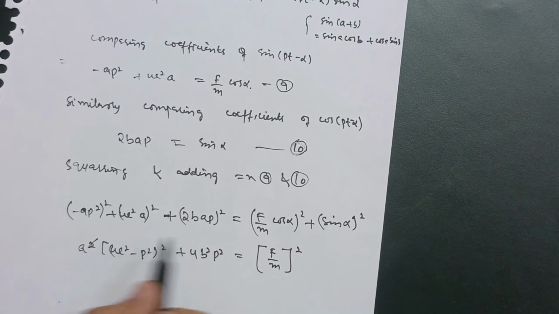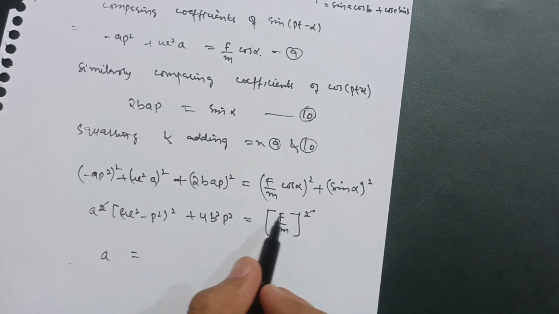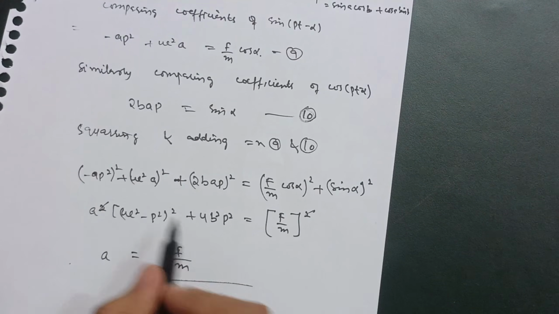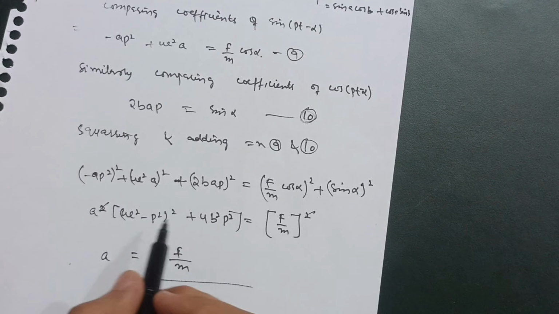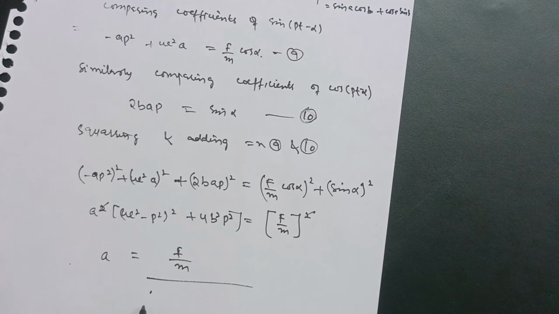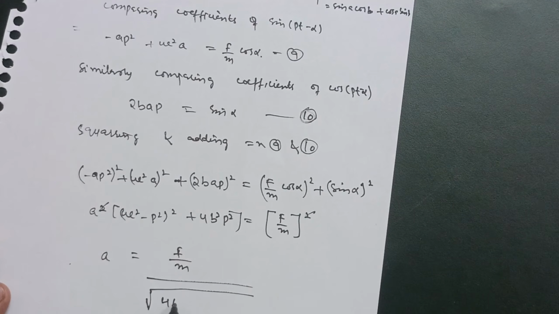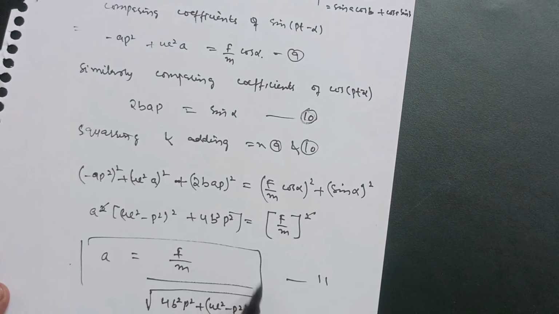So this square and this square will get cancelled. I will get the a term here, so a is equal to f upon m whole divided by, when I transfer this term to the right hand side, under root of 4b square p square plus omega square minus p square whole square. This is your 11th equation, and it is the equation for the amplitude.